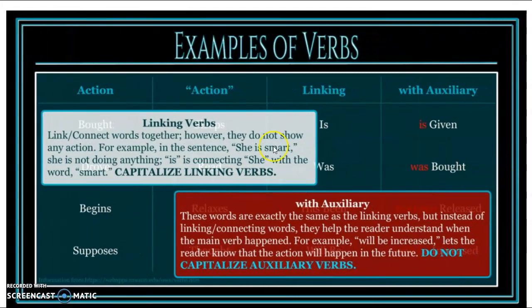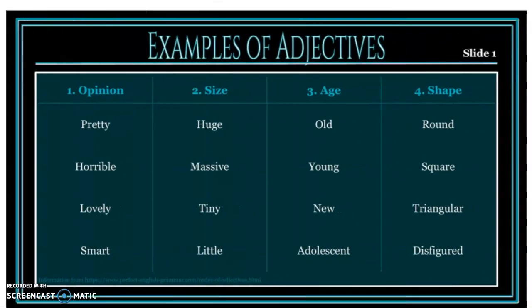Okay. Here's some examples of verbs. They are actions, linking, and then auxiliary. Linking verbs are words that link together. Okay. She is smart. She is not doing anything. Is connecting. She is the word smart. Capitalize any linking verbs. With auxiliary, you actually do not capitalize those. So if your title is joy is given, okay, that's an auxiliary verb. So is would not be capitalized. Unless it's a linking verb, then it would be capitalized. And just as a reminder, I'm not expecting you to be an expert, but I'm expecting you to know what words to capitalize and what words not to.